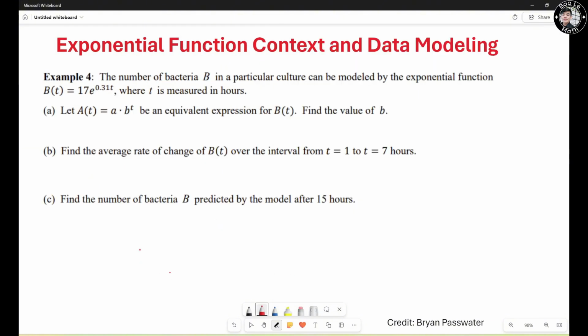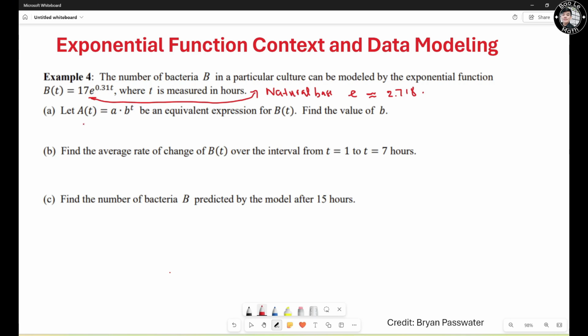Alright, let's move on to the next example. Alright, so given the function b of t equals 17e to the 0.31t. Alright, so we know that e right here is the natural base. So e is going to be approximately 2.718.